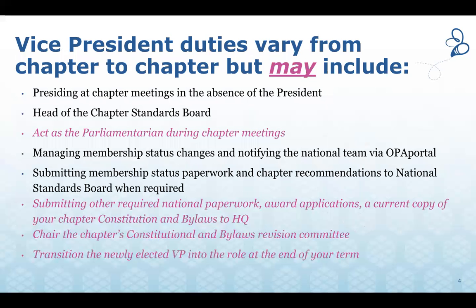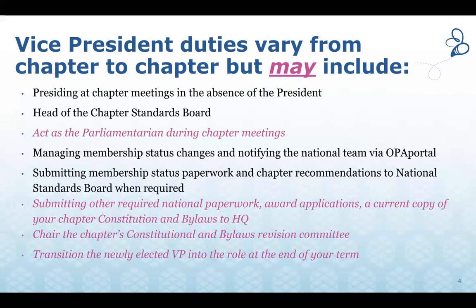So like I said, duties can vary from chapter to chapter. It might include some of these things that are in black that I already mentioned. And then some of the things that are in fuchsia are additional duties that you as a VP might encounter or be required to do as per your chapter's constitution, whatever it might be. So act as parliamentarian during chapter meetings. Hopefully we're using Robert's Rules in our chapter meetings, and this role just helps keep all of our meetings on track.